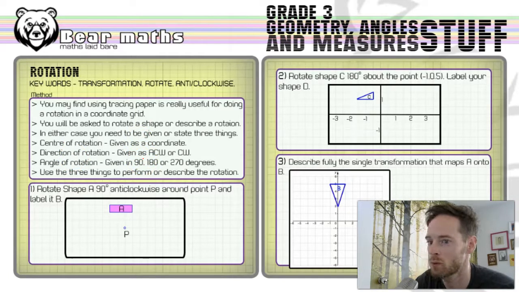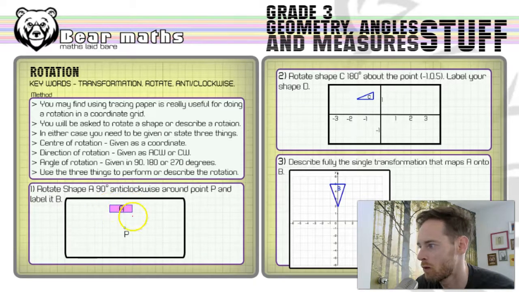Here are some examples of questions that you may well get, using a method that is not using tracing paper. Rotate shape A, which is the pink one here in the box, 90 degrees anti-clockwise around point P and label it B. What I would do is choose any one of the vertices of shape A. I'm going to choose this one here, and make a little mark on it.